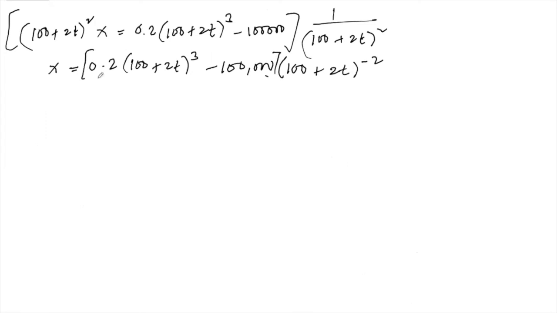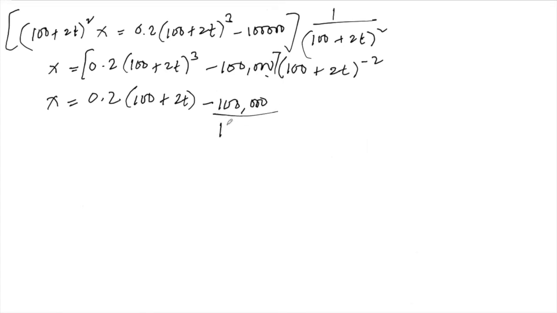Okay? Pero ito, makakancel na rin kasi doon. Diba? So this is x equals 0.2. Magiging ano lang to guys, 100 plus 2t. Cancel diba yung isa. Tapos minus 100,000 divided by 100 plus 2t squared.